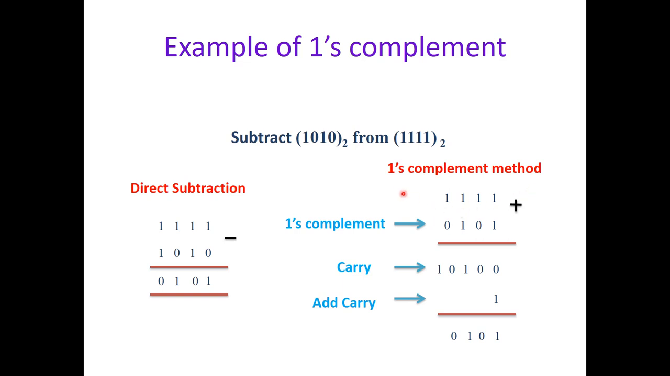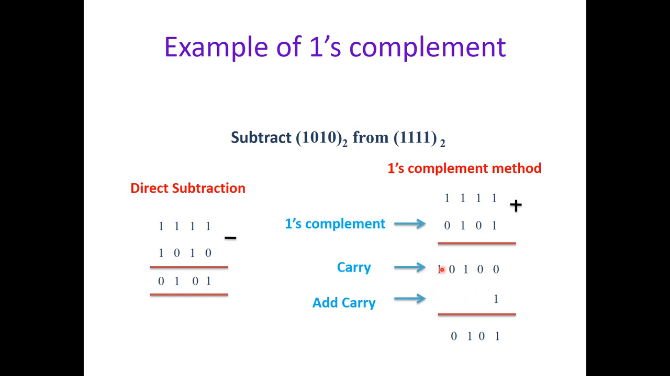1111. Now, the ones complement of 1010 is just reversing the digits, 0101. You add them. So adding that, you will get 1 plus 1, 0, and 1 carry. Then 1 plus 0 plus the carry, 0, and again 1 carry. Then 1 plus 1 plus 1 is 1, again 1 carry, 1 plus 1 is 0, and 1 carry. Now, this is the result.